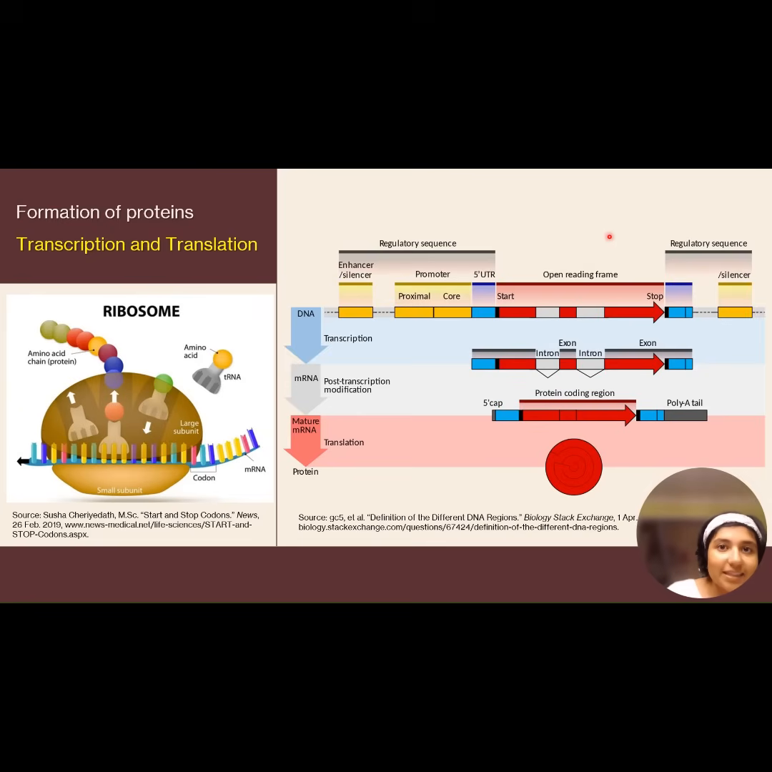Now, how does the genetic code turn into a protein that defines our traits? The flow of genetic information from a gene to a protein follows the sequence DNA to RNA to protein, a process often referred to as the central dogma of molecular biology. This involves two main steps: transcription and translation.